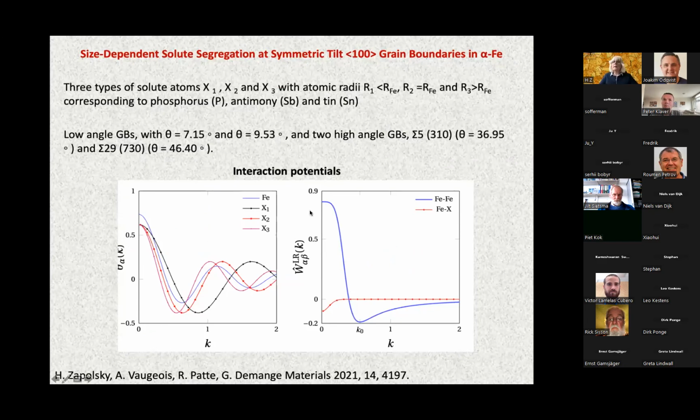Recently, we also applied this method to study the influence of the radius of the solute atom and the segregation phenomena. In this article, we consider mostly three sorts of atom, X1, X2, and X3, with three different radii. R1 was smaller than the radius of the iron, R2 was approximately the same, and R3 bigger than the radius of iron, which can mimic phosphorus, antimony, and tin. And we consider two kinds of grain boundary, the low angle grain boundary with theta equals 7.50 and 9.53, and the higher angle grain boundary 36 and 47.